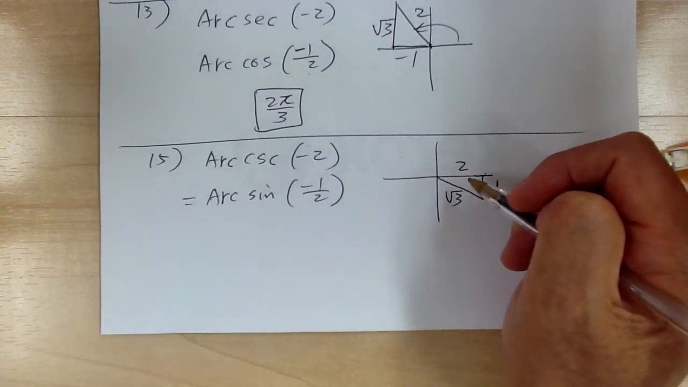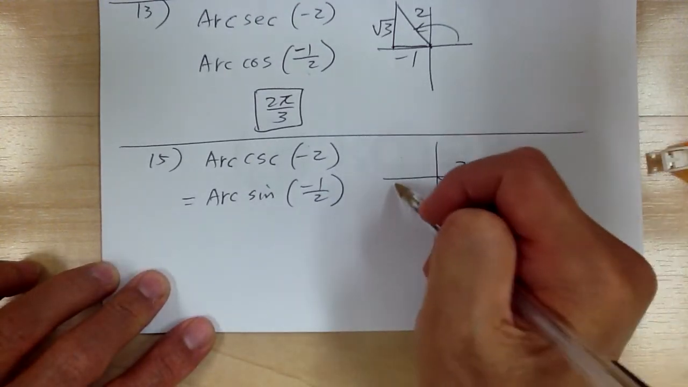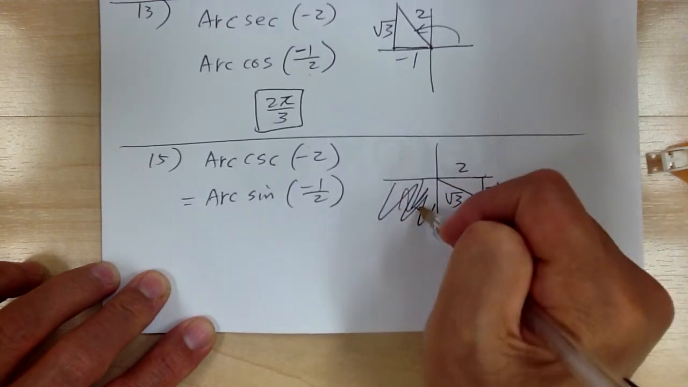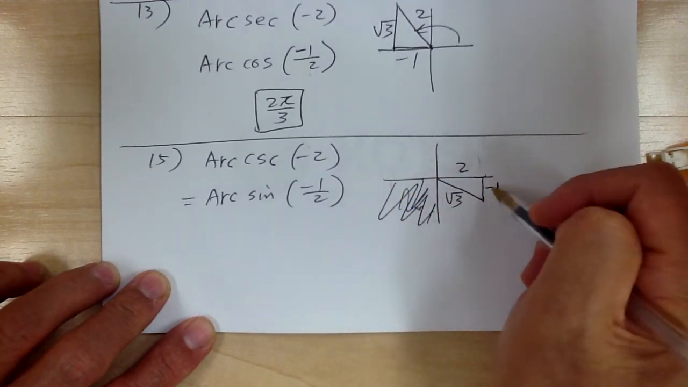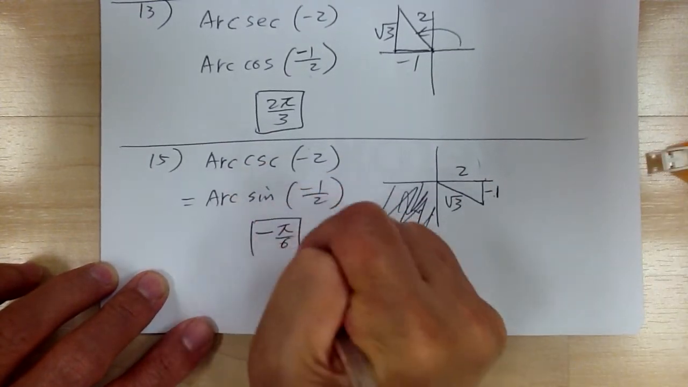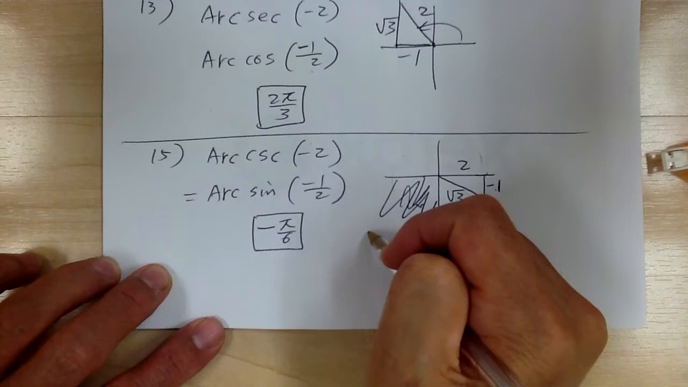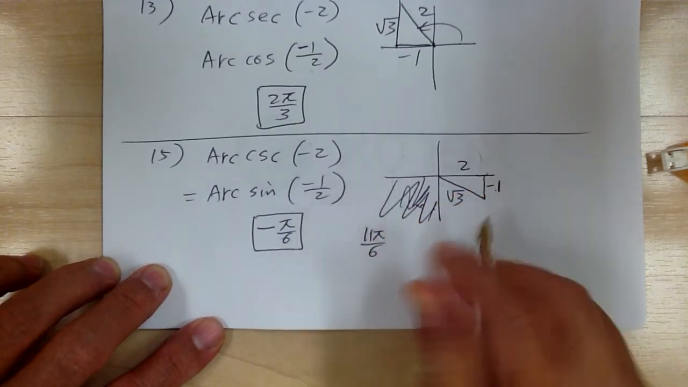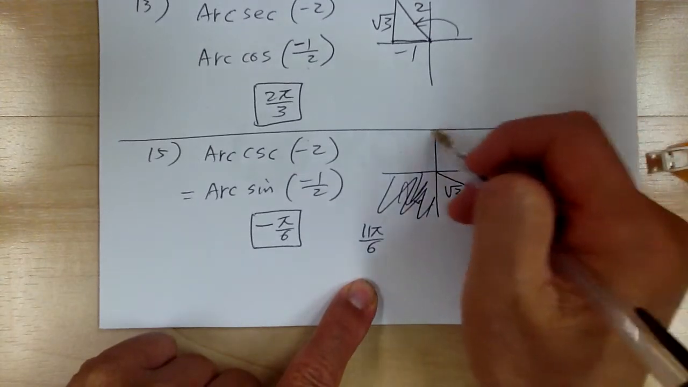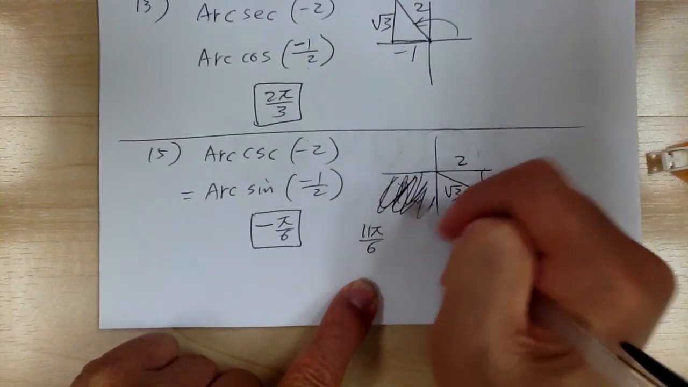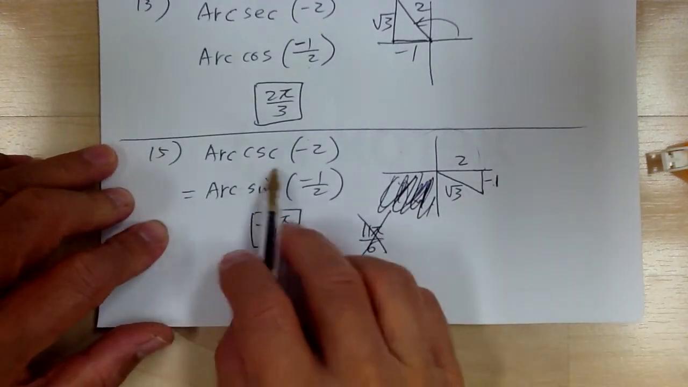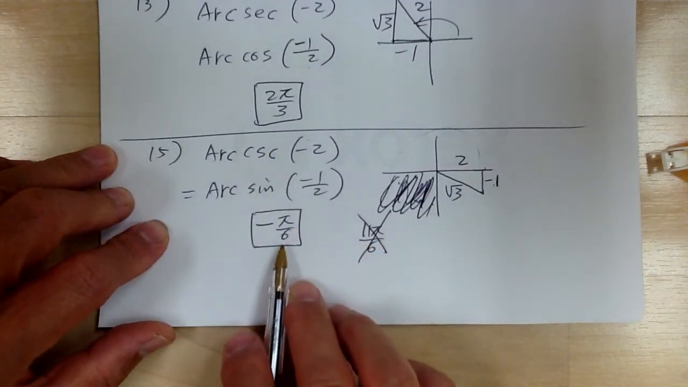Now you have to watch the boundary, okay? Remember, in the inverse function, you cannot go this way, because you cannot cross the quadrant 3. So you have to go this way. So the answer would be negative pi over 6, okay? So you cannot say it's 11 pi over 6. 11 pi over 6 would not be correct, because to get 11 pi over 6, you have to go this way, but you cannot cross the quadrant 3. So you have to watch the inverse function. Inverse function has a restriction.